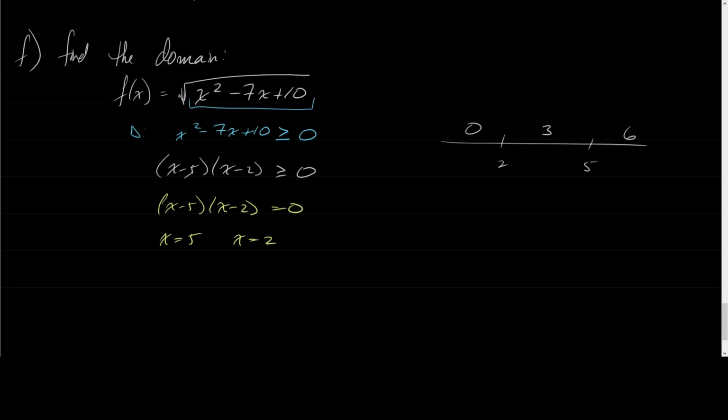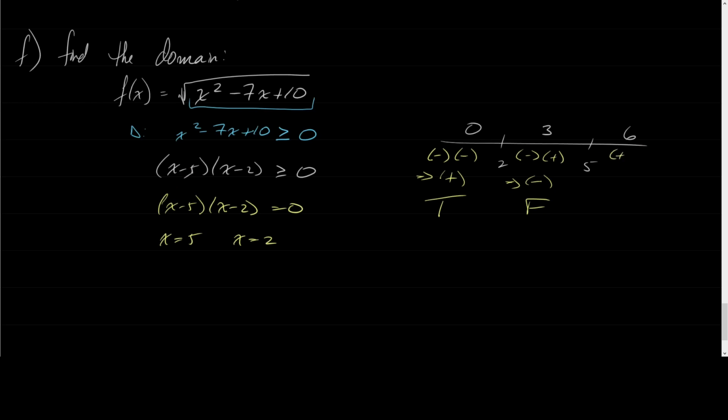So when we do that, well, what do we get? We get 0 minus 5, that's negative. 0 minus 2, that's negative. Overall, that's going to be a positive. Do we care about that? Well, yeah, because a positive is greater than or equal to 0. True. Between 2 and 5, we're plugging in 3. So 3 minus 5, that's negative. 3 minus 2, that's positive. Overall, a negative times a positive is negative. So is a negative greater than or equal to 0? It is not.